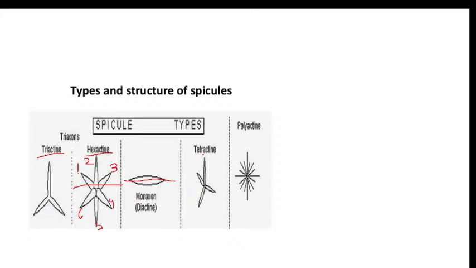Tetractin. It is C-T-I-N-E. Tetractin means they have 4 pointed edges. Then polyactin. Here you can see this is polyactin. They have a large number of pointed edges.